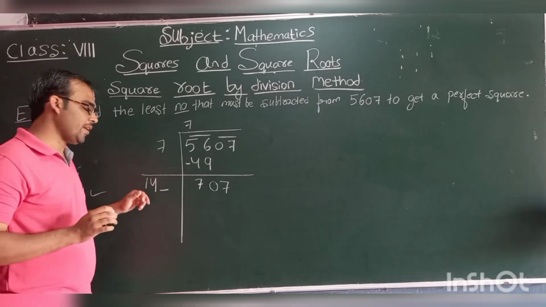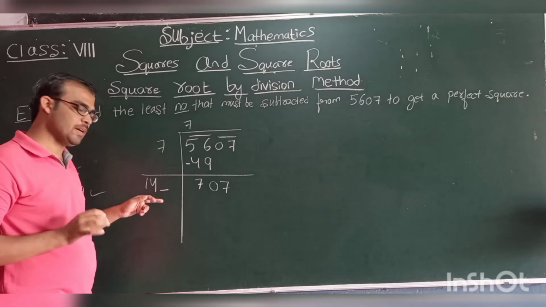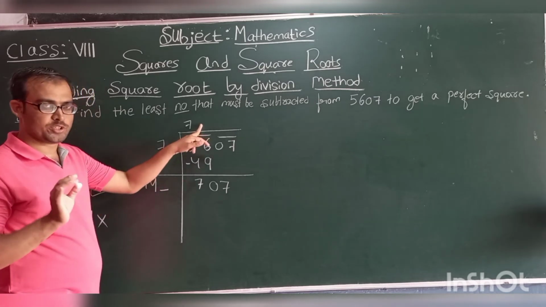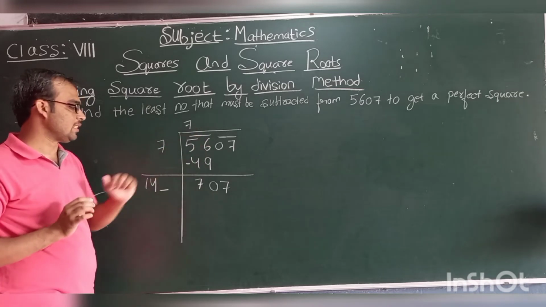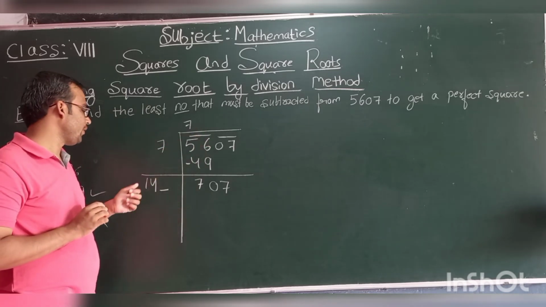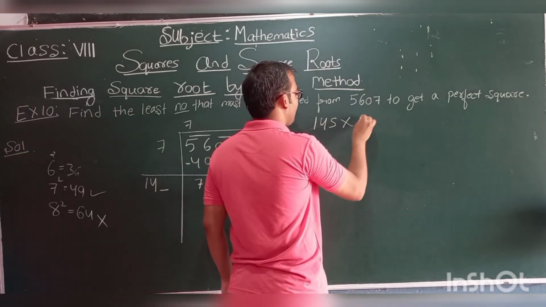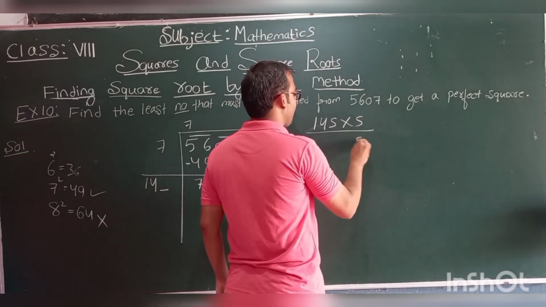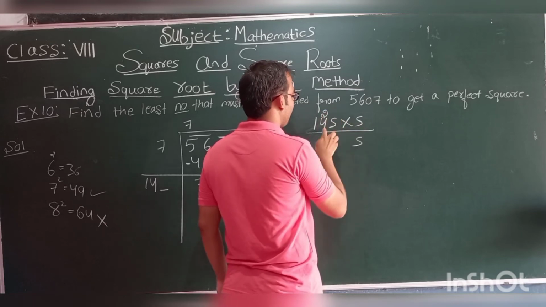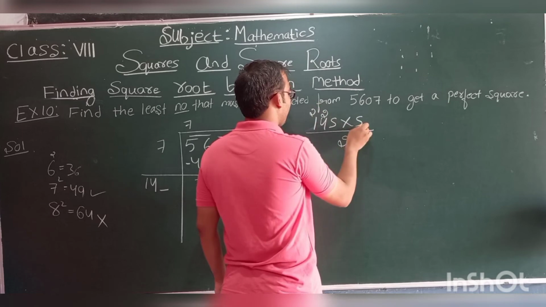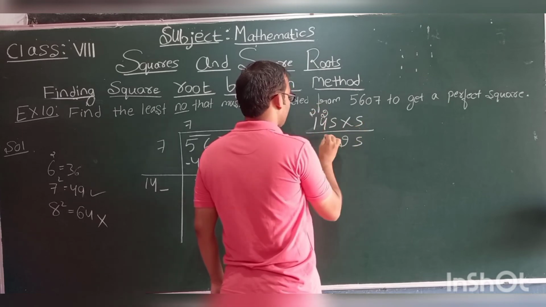So now what is the next step? We need to fill this blank with the number such that the product of this number and the new digit in the quotient must be equal to or lesser than 707. So first we will fill this number by 5. 145 into 5. 5 5s are 25, 5 carry. 5 4s are 20 plus 2, 22. 2 carry. 5 ones are 5 plus 2, 7.